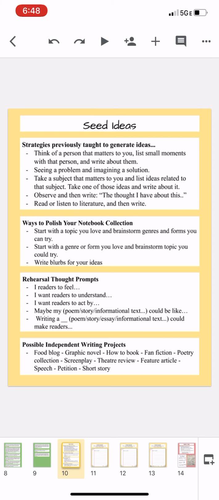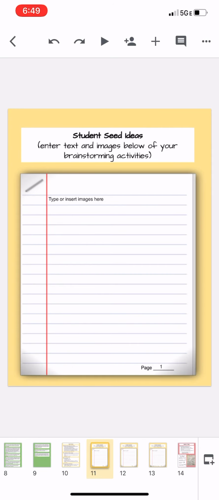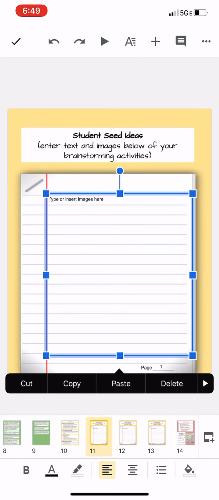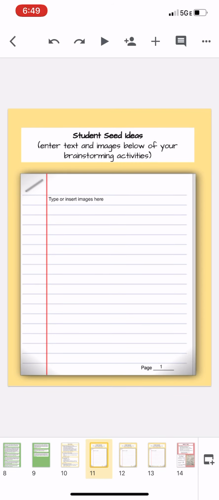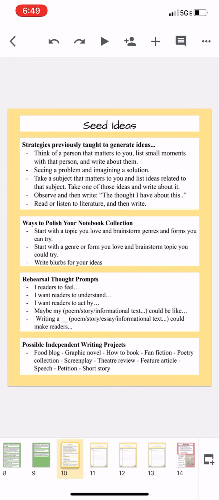I want to teach you that writers draw on all they know about generating ideas to collect ideas that have real power and real significance. And we've taught you some strategies previously on how to come up with ideas. When you're brainstorming, you can brainstorm on paper and then upload it. You can brainstorm in here by typing in the text box, or uploading images of a paper brainstorm you've done for just seed ideas or ideas of things you want to write about.